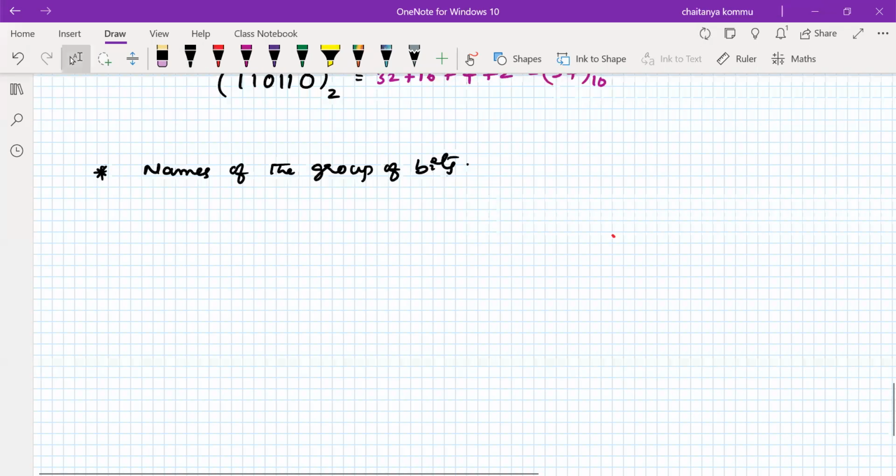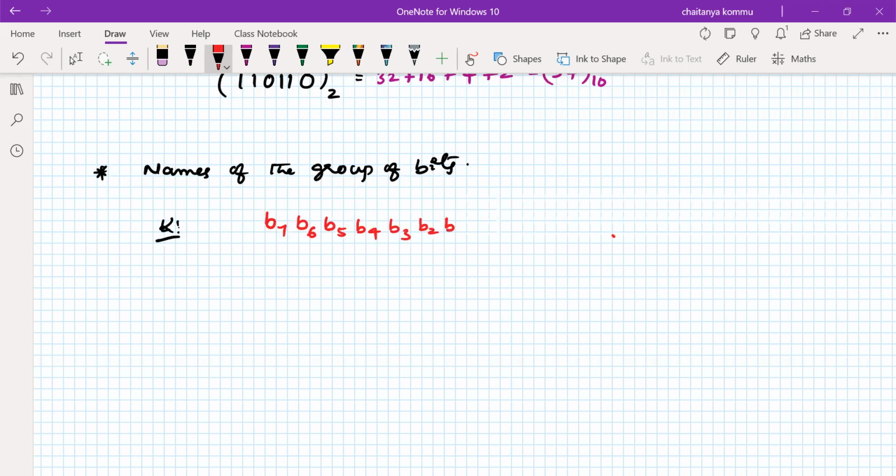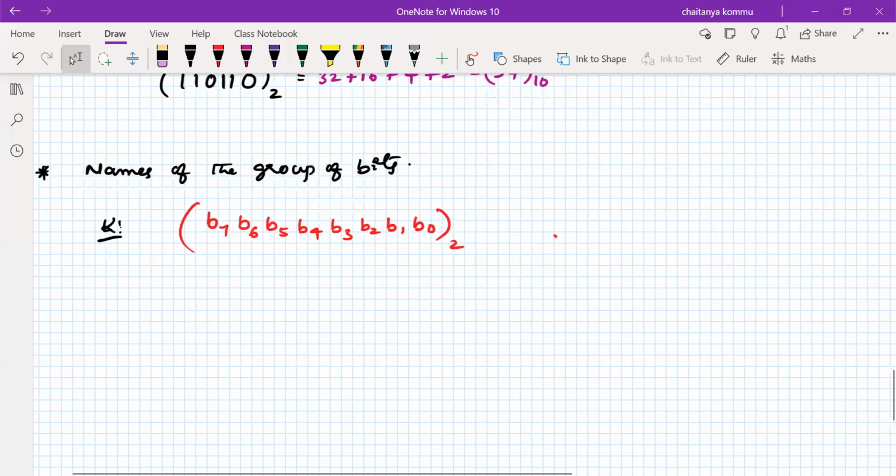So what does it mean? For example, if I'm considering 8 bits, for example, B7, B6, B5, B4, B3, B2, B1, B0, something like this. This is a binary number system. That means B0 is 0 or 1, B1 can be 0 or 1, B2 is 0 or 1, B3 is 0 or 1, something like this, binary digits that I have given. So this set of 8 bits is called a byte.